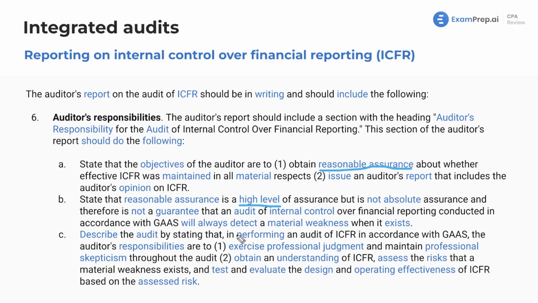Describe the audit by stating that in performing an audit of ICFR, the responsibilities were to exercise professional judgment. We're describing what we did. We're performing a service, whether it's to the client that hired us, or the general public, or the readers, or the users of whatever we've done. We want to tell them what we did. We obtained an understanding of ICFR, assessed the risks, and tested and evaluated the design and operating effectiveness. So these are all things we saw in terms of the planning process and the execution process of the integrated audit.